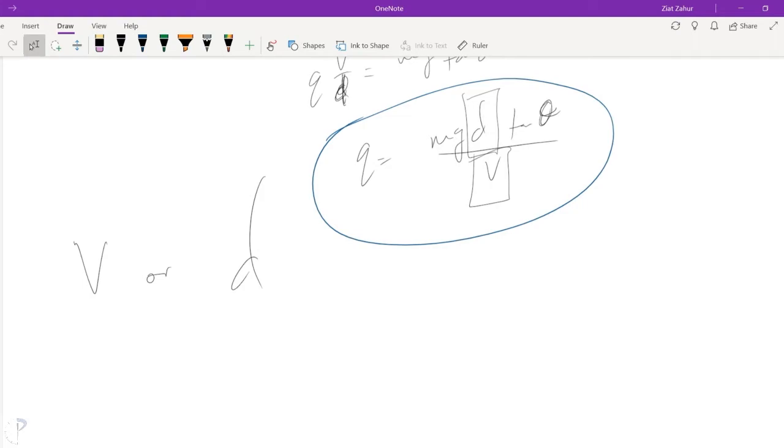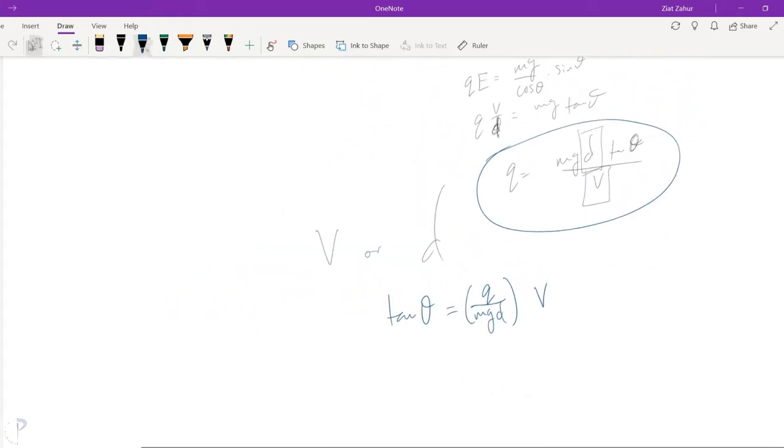To solve for Q. Okay. What I could do is take V to the other side. So I have V and then move everything over. So I have V times Q over mgd is equal to tangent of theta. So we've linearized it. Notice how it's in slope-intercept form.